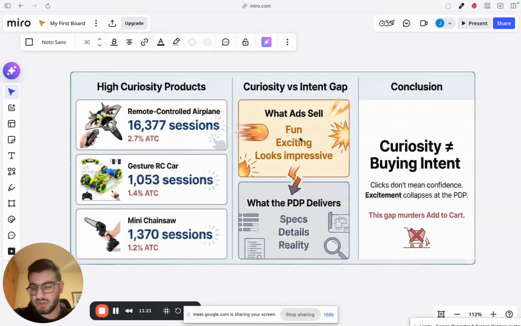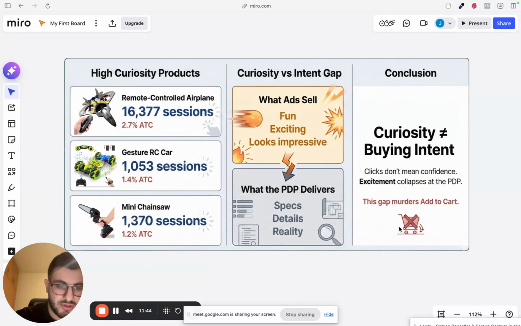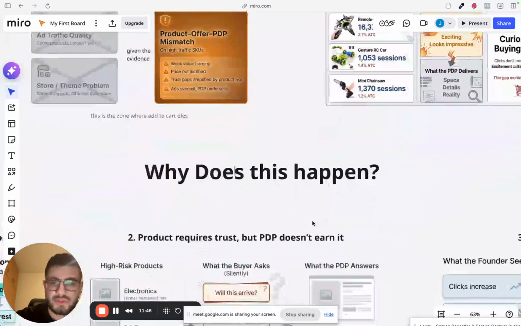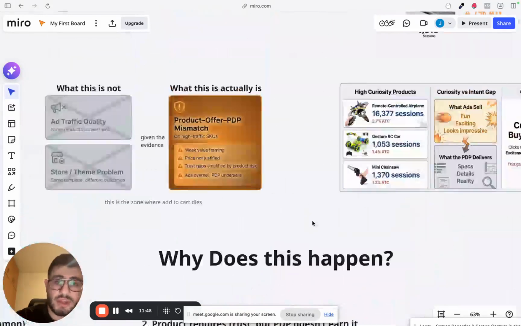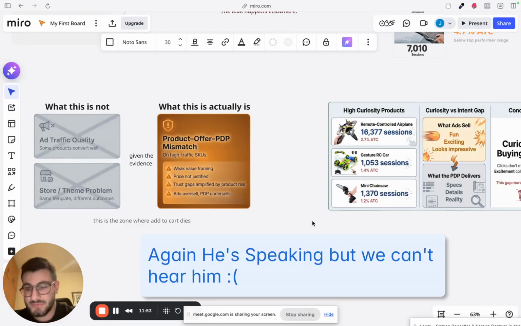So they're curious, but when they go to the PDP, the curiosity is not being turned into intent. It's not delivering that same excitement, fun, and impressiveness. So in conclusion, curiosity is not buying intent. Clicks don't mean confidence, and excitement collapses at the PDP. This gap murders our add to cart. So why does this happen? Before we get to this, I'm going to ask you, why do you think this happens?